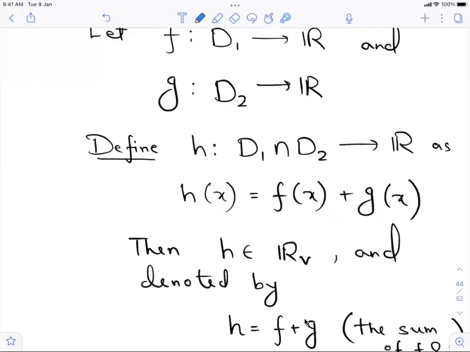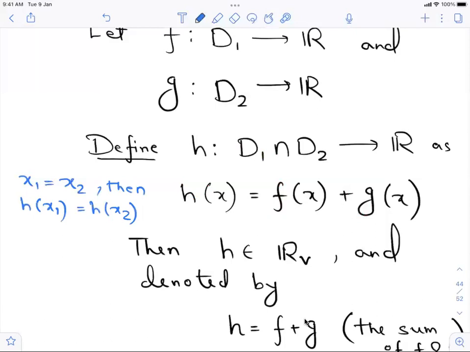So what we have to do is take two different points or equal points, x1 equals x2, and I have to show that this implies h of x1 must be equal to h of x2. So why is this? If x1 equals x2, f and g are already functions, okay?